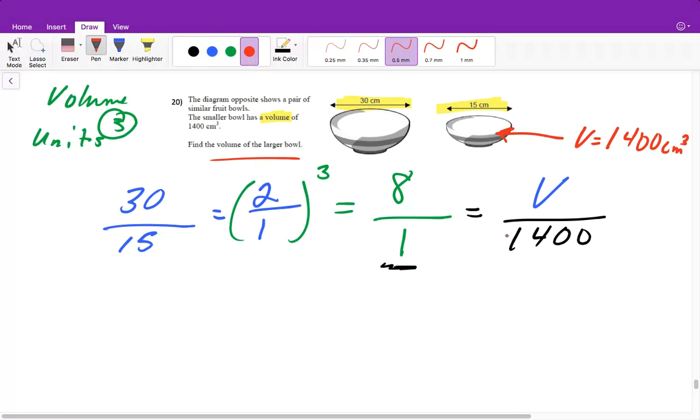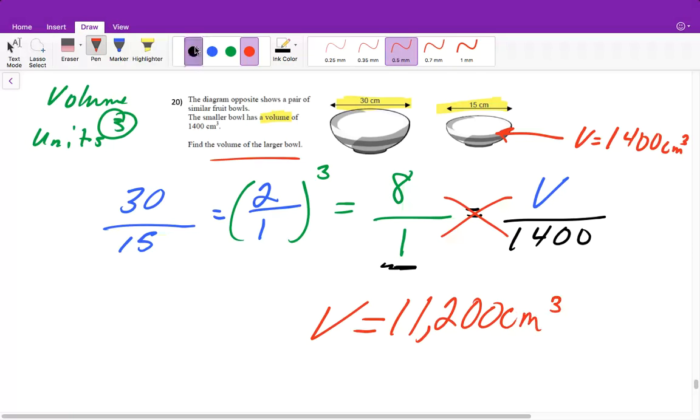And now this one's nice and easy because when we cross multiply, it's going to give us our V right away, and we don't have to worry about dividing anything. And 1400 times 8 is 11,200 centimeters cubed. Once again, if you do not put the proper units, you will not get full credit for this. You will lose points.